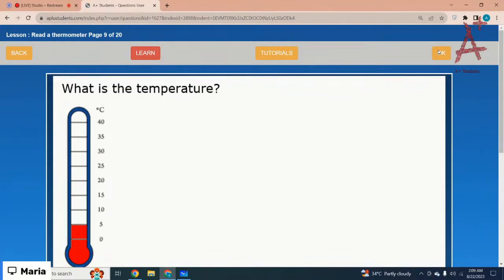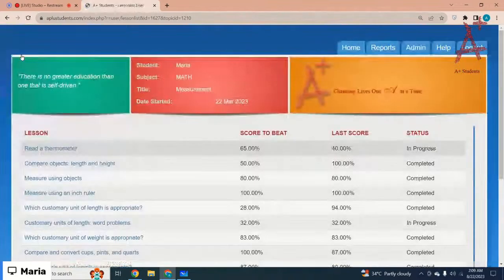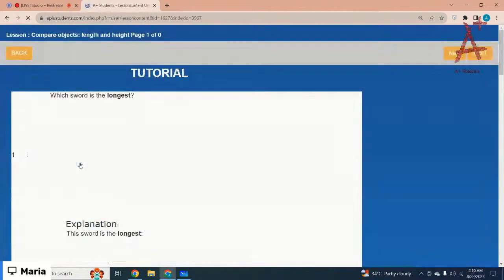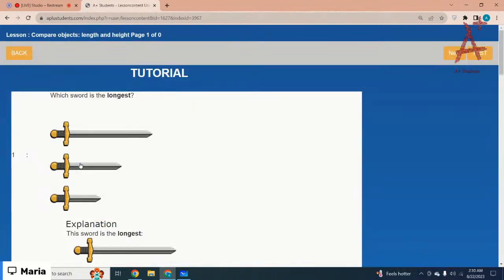Okay, you can complete the lesson by yourself later today. Let me just move on to the next lesson. The next lesson is compare objects' length and height. Let's just start with the next lesson.